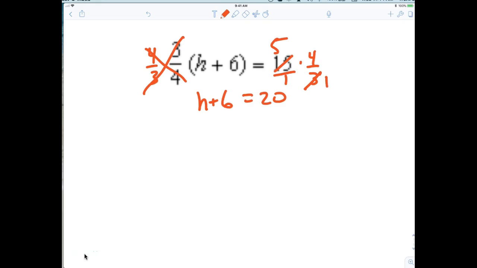All right? So now your final answer here is just to tell me that h is equal to what? H is equal to what? 14. Because what did I do to both sides? I subtracted 6. Everybody good with this? Subtracted 6. All right. Now listen, you're doing a good job. Just pay attention, and then it'll fix it in a minute, okay?